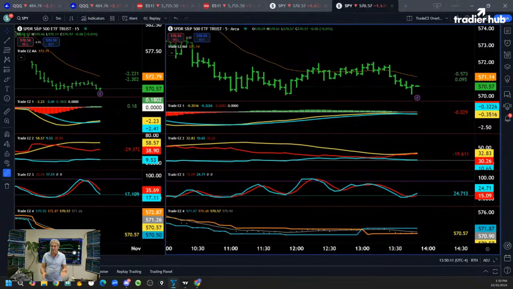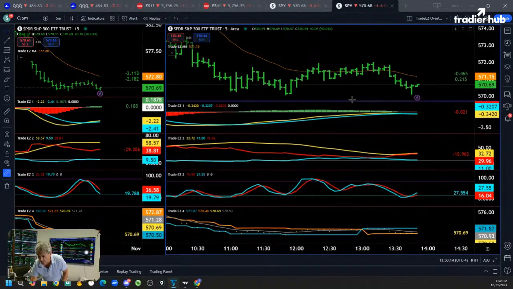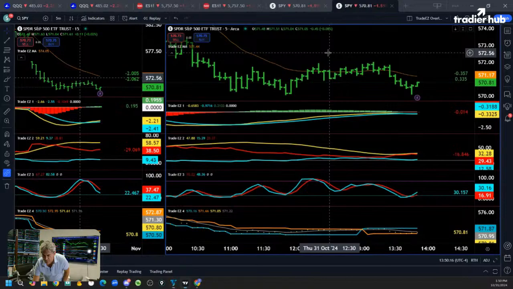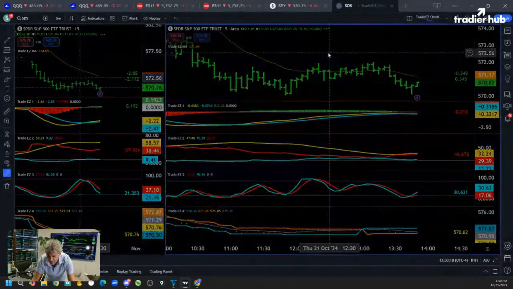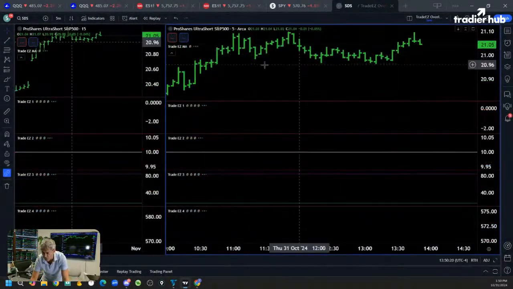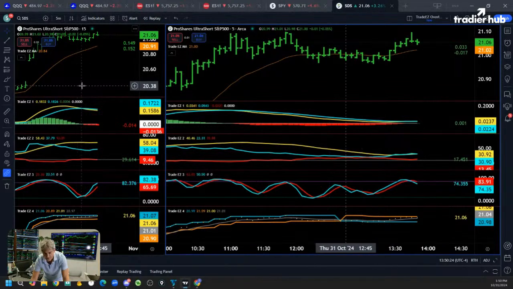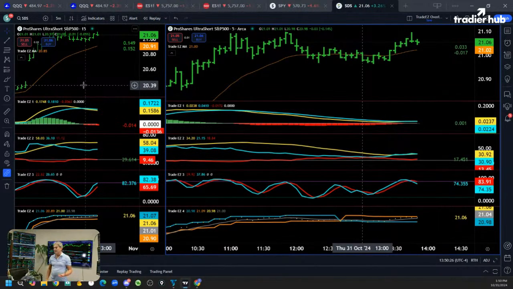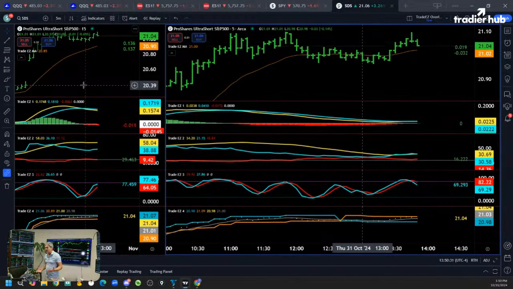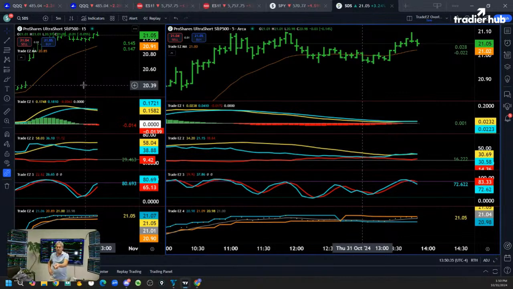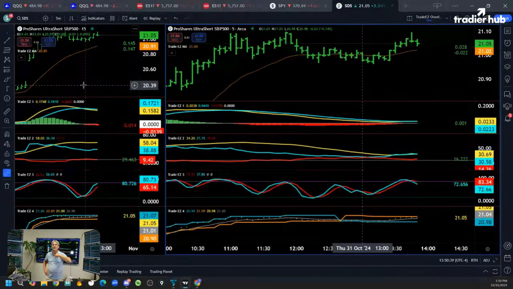So the SDS, if I could bring up the SDS really quickly here. The SDS, the ProShares UltraShort, right? Look at the pullback right here on the 15-minute time frame. The 15-minute time frame confirmed the move. So that oversold condition was the inverse for me to get short the S&Ps, or the Spiders, or the overall market on the Qs.